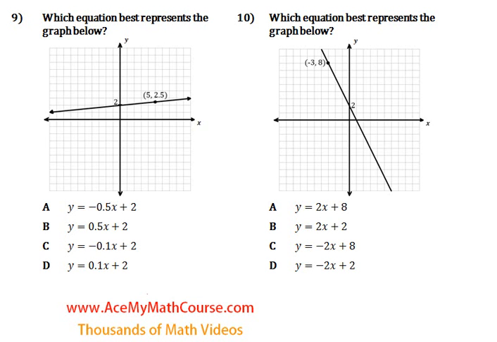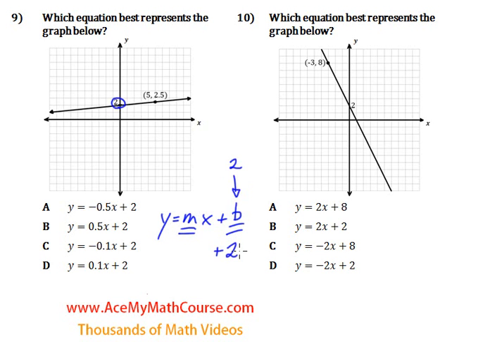Question number 9. Which equation best represents the graph below? Okay, so again, I will be using y equals mx plus b, the slope-intercept form, where m is the slope and b the y-intercept. So in this case, we can already tell what b is. The y-intercept is just 2. So I can plug the 2 in for b.